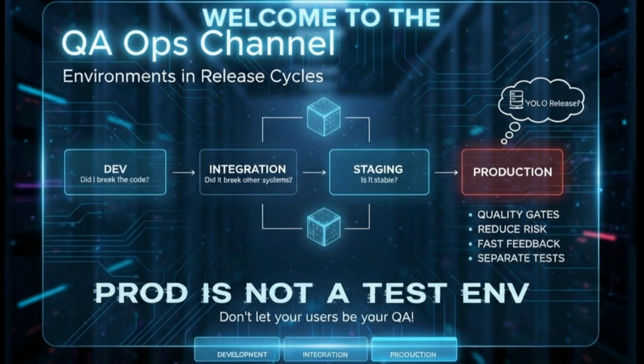Each environment answers a different question. Did my change break the code? Did it break integration with other systems? Is the release candidate stable enough to go live? If your production environment is the first place these questions are answered, you haven't built a release process. You aren't validating quality. You are simply deferring the cost of failure until it hits your customers.